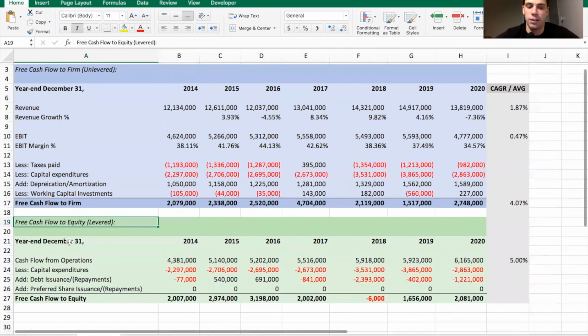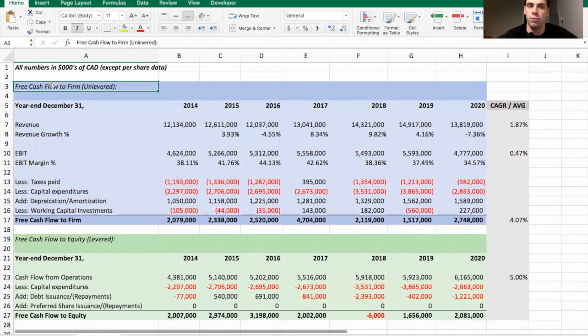Now, we're going to get into how to determine the discount rate later, but as a primer, when you're discounting free cash flow to equity, you're only using the cost of equity. But when you're discounting free cash flow to firm, and this is what we're going to focus on for this model, you are discounting using the cost of capital, which is a blend of the cost of debt, the cost of equity, and the cost of preferred shares, if there are any. There aren't any in the case of Canadian National Railway, though.